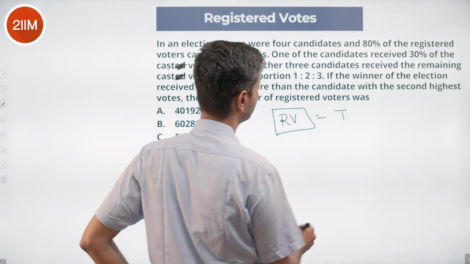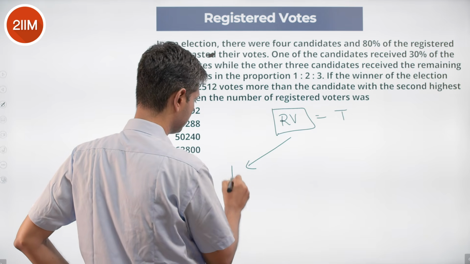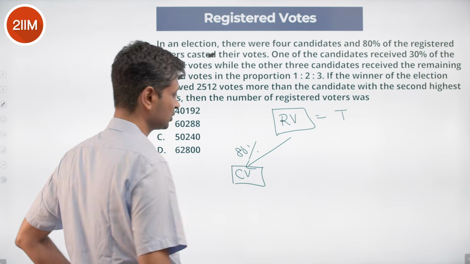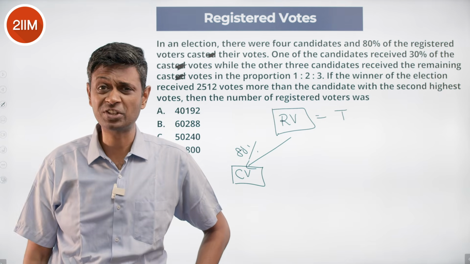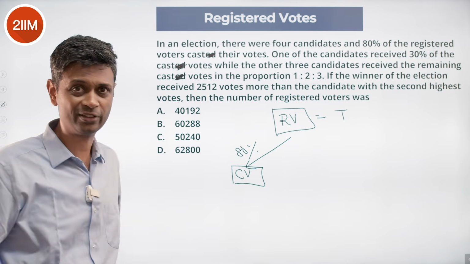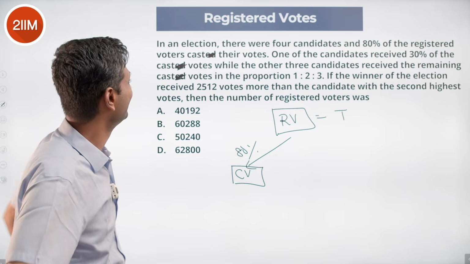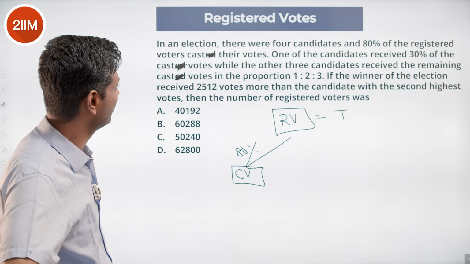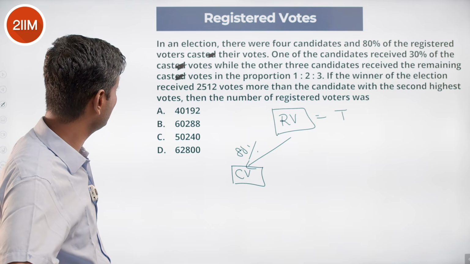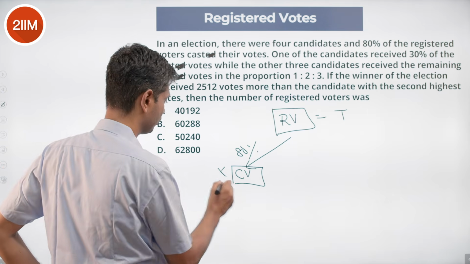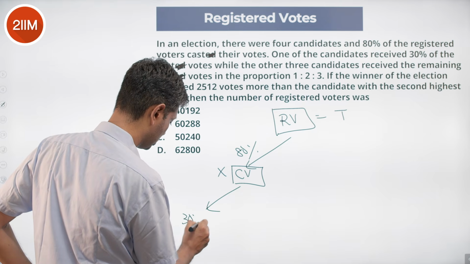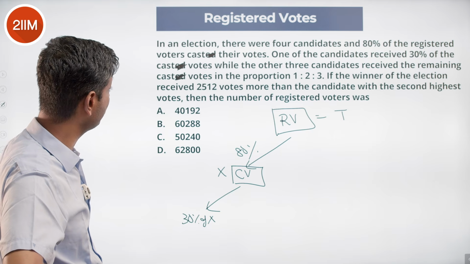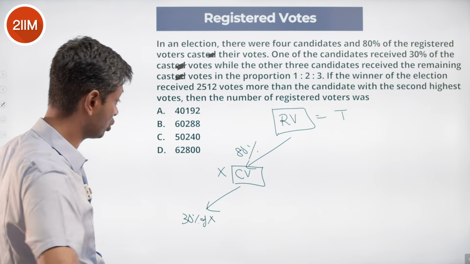So this is T. 80% of them cast their votes. Cast, not talking about caste, although in election context that seems like something people talk about. We're talking about cast votes. So one of the candidates received 30% of the cast votes. So we call this X. One guy gets 30% of X, while the other 3 candidates received the remaining cast votes in the proportion 1:2:3.